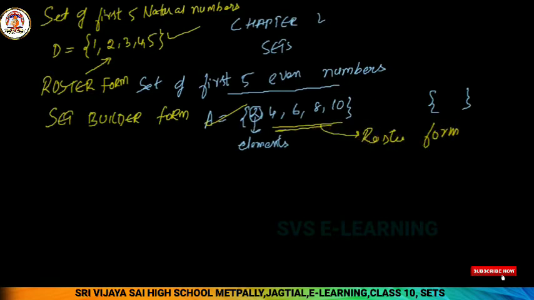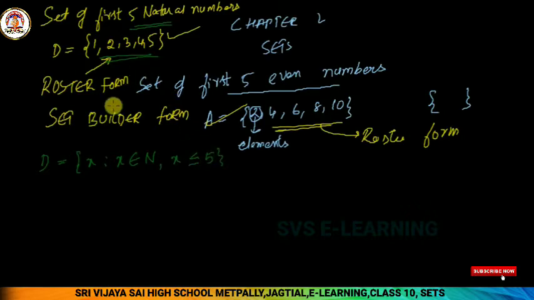Now what is set builder form? To write down the set in set builder form, we follow a particular syntax. Let's say I want to write down the set of first 5 natural numbers in set builder form. So I'll have to write it down like this. D is the set of elements X such that X belongs to natural numbers and X is less than or equal to 5.